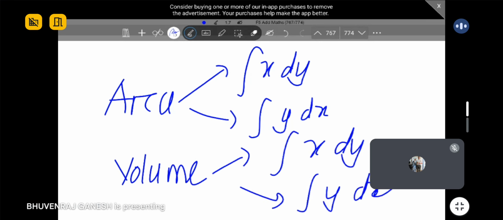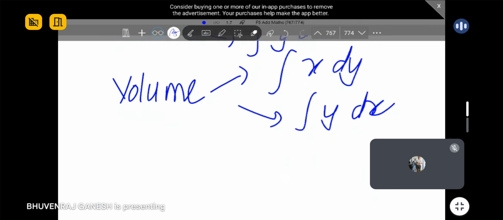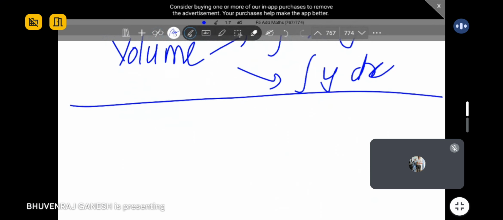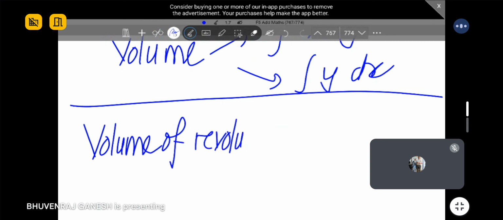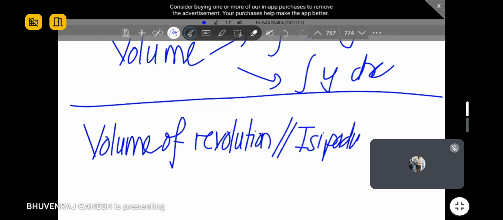You can integrate towards x-axis or y-axis. Dua-dua pun boleh. Okay, but what is different? Apa perbezaan dia? Okay, so now we see on volume. So two questions they like to ask. Volume of revolution. You will see this question. Isi padu kisaran kalau tak silap dalam bahasa Melayu. And also one more is volume generated.